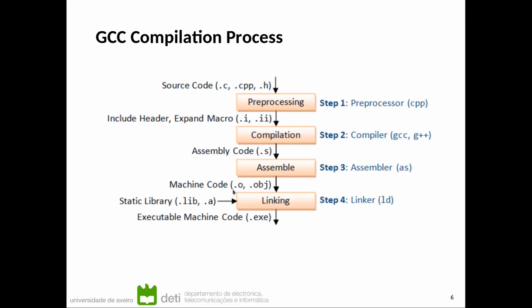The last step is linking, when I will collect all the necessary object files, .o or .obj. I include every library that may be required, and then I link all together to produce the executable machine code. .exe in a Windows or DOS machine, and usually with no extension on Unix-like systems. So this is the basic idea. We have these four steps.